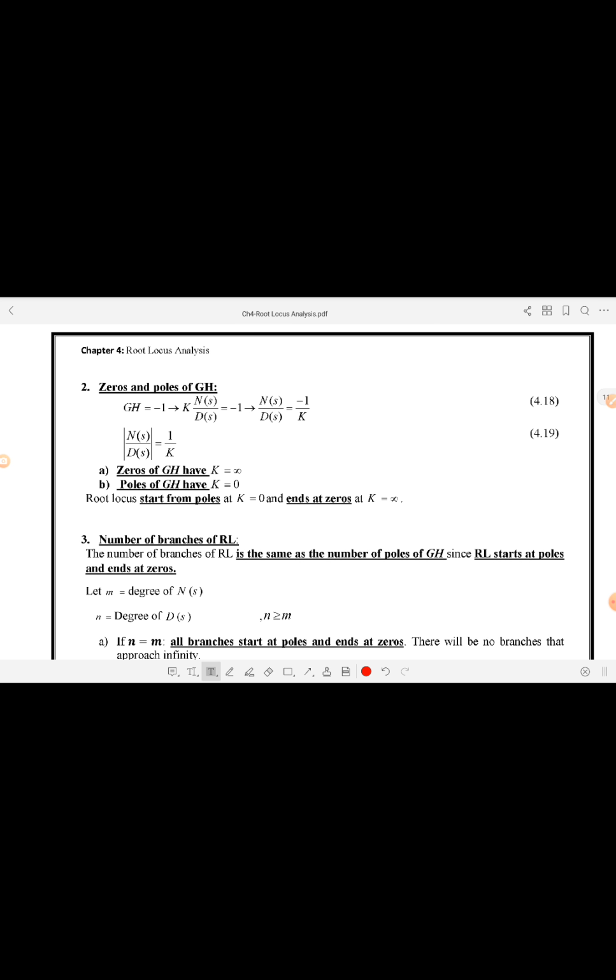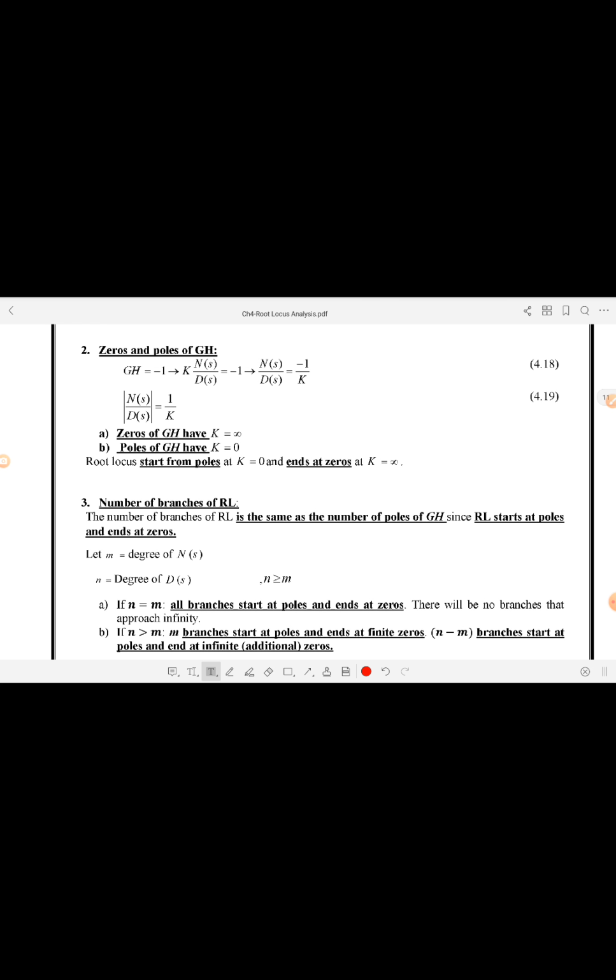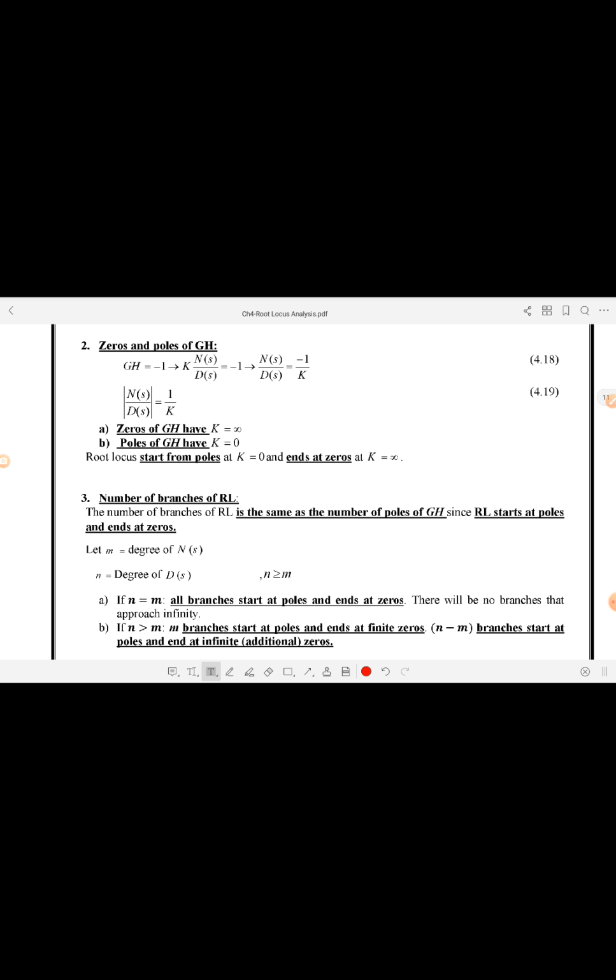بعدين انتقلنا لموضوع اللي هي البولز والزيروز of the root locus، وحكينا at zeros ال k is equal to infinity و at poles ال k is equal to zero. بناء على الحكي هذا حكينا انه الروت لوكس starts from poles at k equal to zero and ends at zeros at k is equal to infinity.